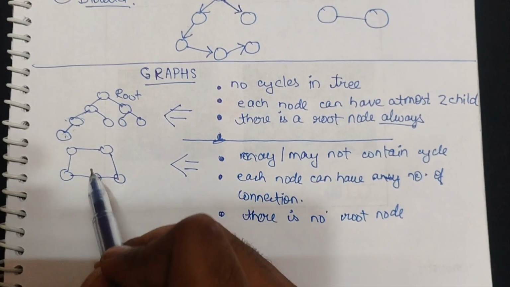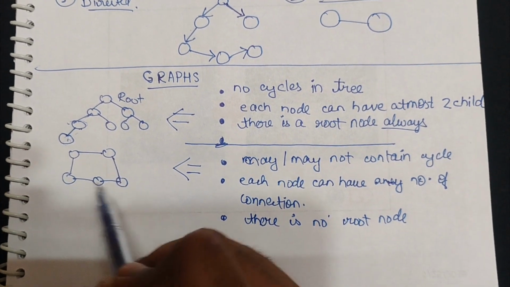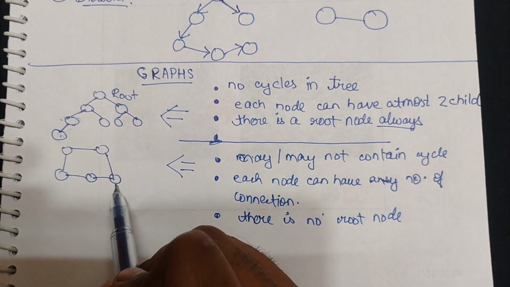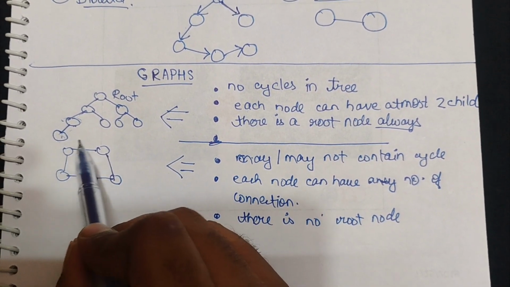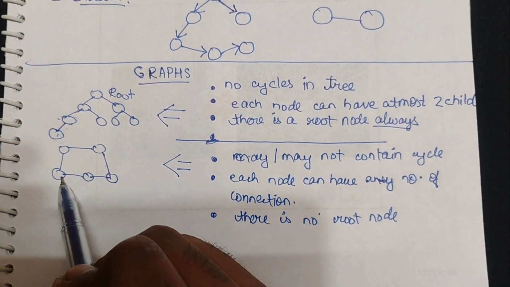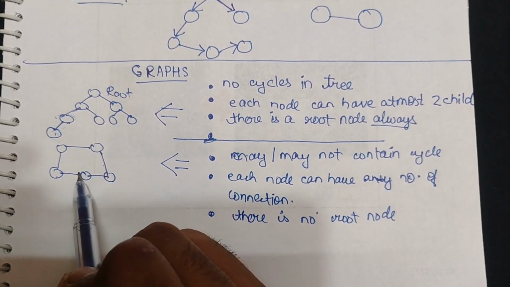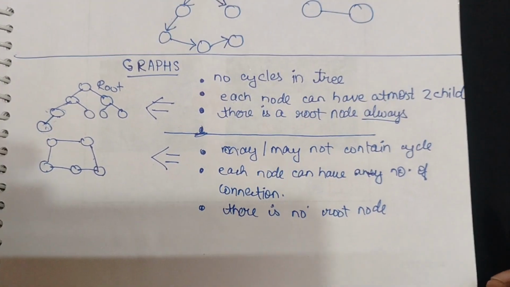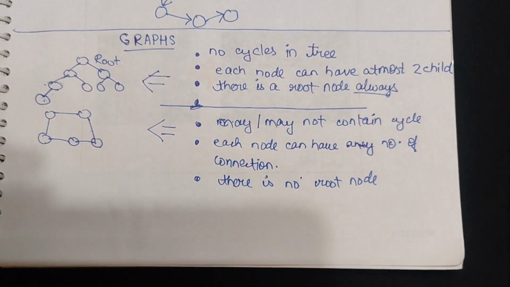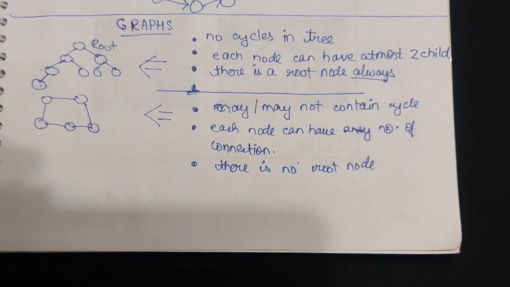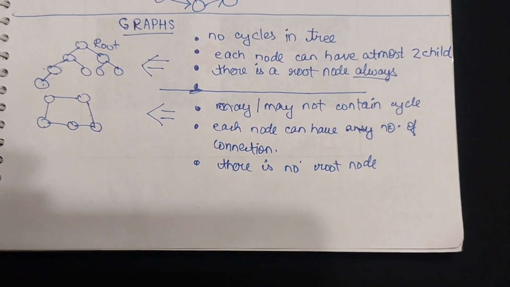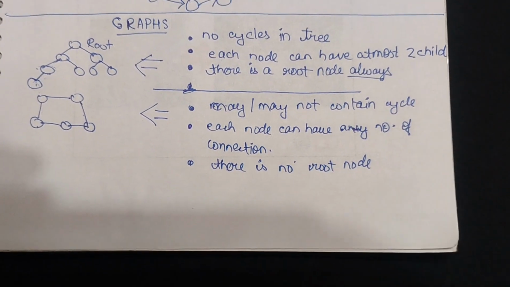If I want to traverse this graph, I can start from any node. If I start from this node, I can traverse the graph. If I start from this node, I can also traverse the graph. There's no problem, so there is no root node. So these are some differences between trees and graphs. Now we'll proceed further with more characteristics and types of graphs.